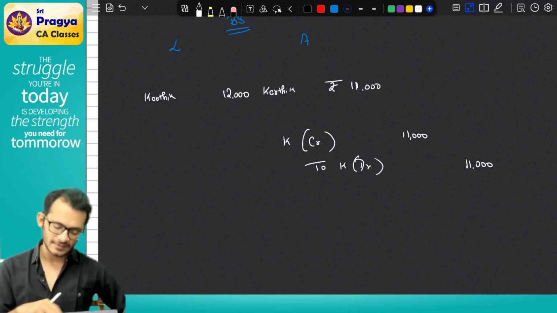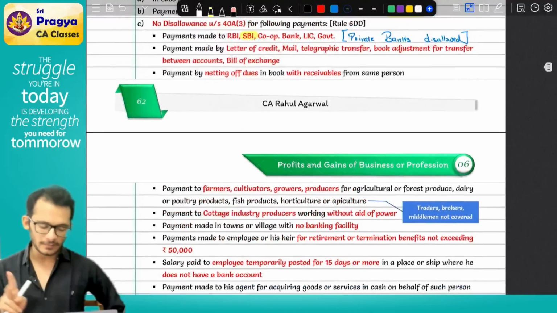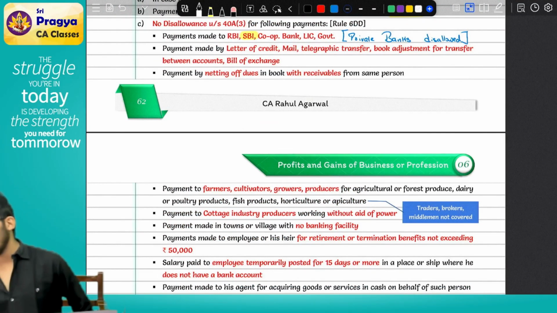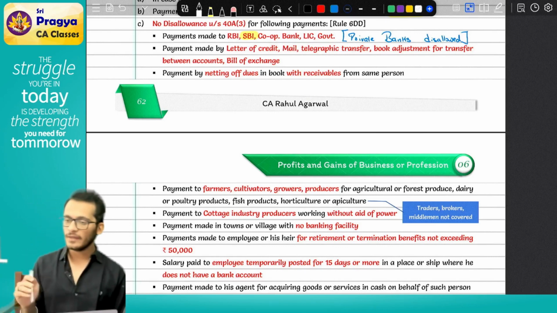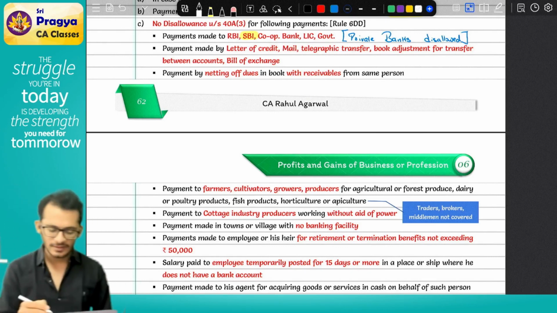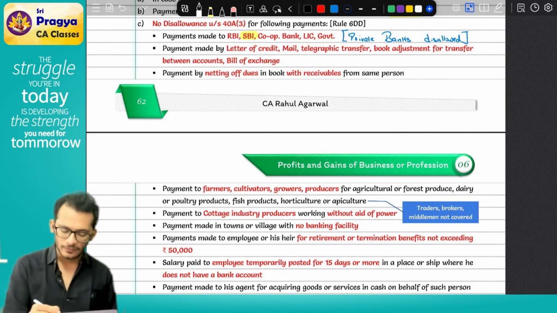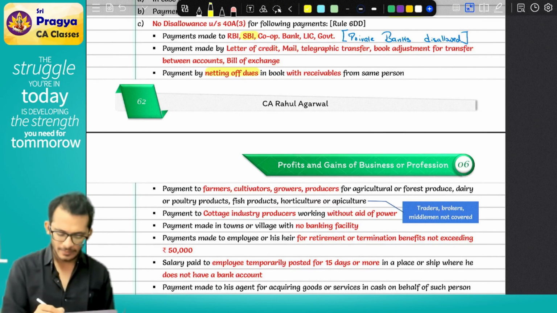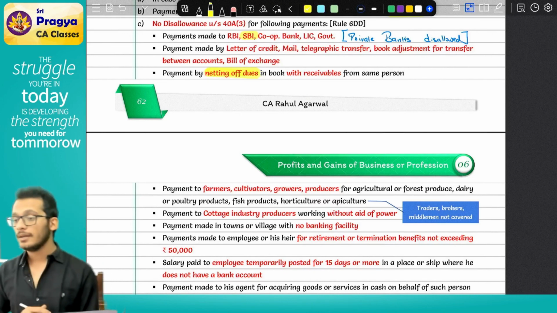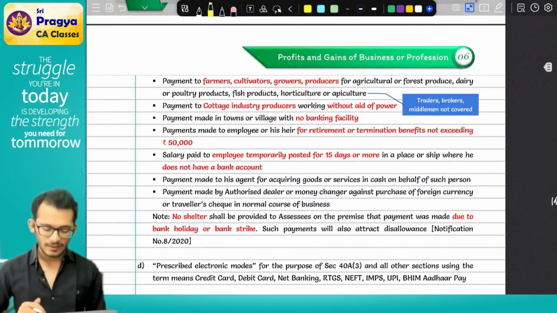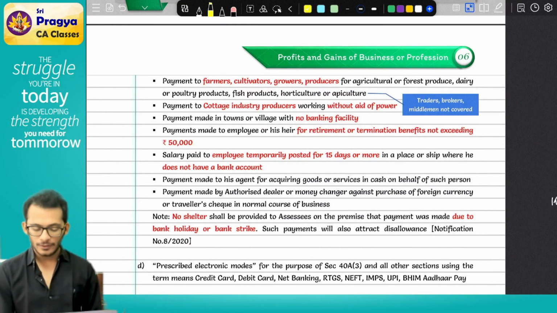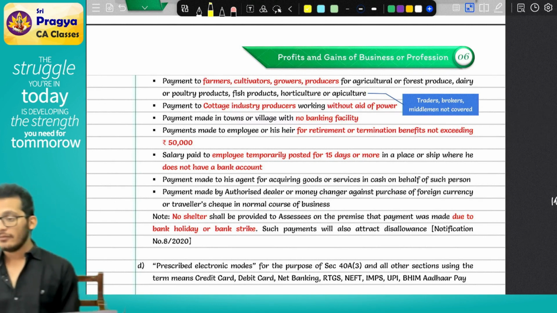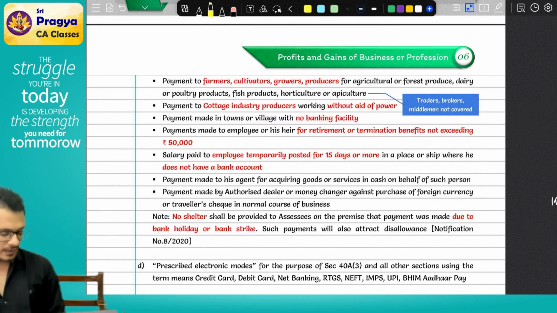No. Therefore, income tax comes and says, even though the payment was not made by a defined mode to a defined person, it is still a permissible mode and therefore it is allowed. So they said payment made by netting off of dues is allowed. Clear? Yes. Next.